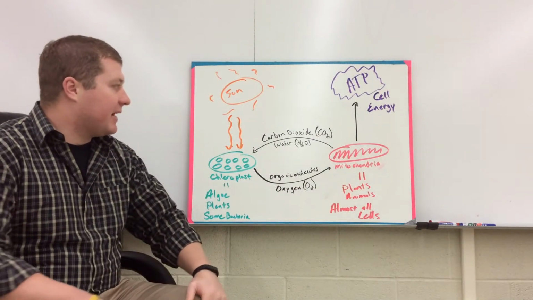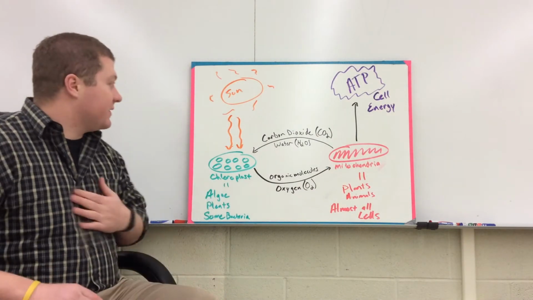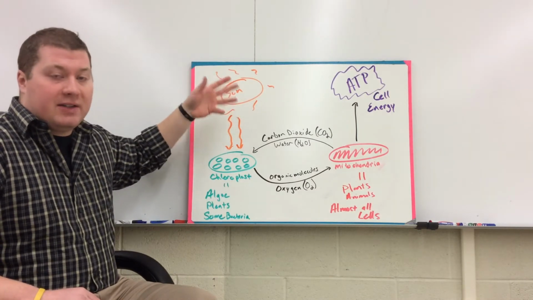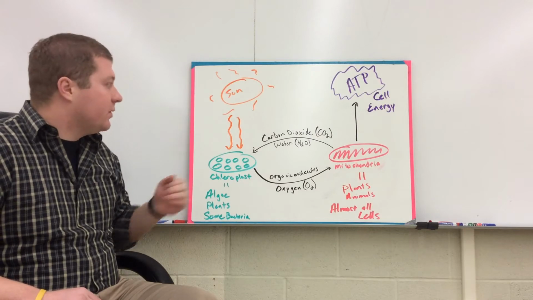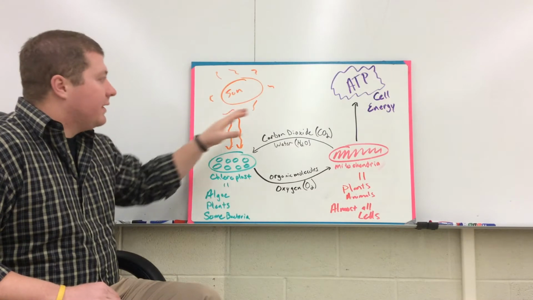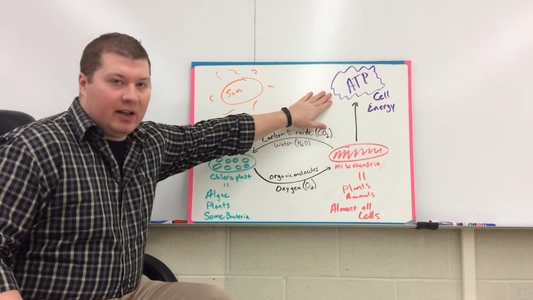So here's the overall process in terms of energy in an ecosystem. The first thing is the sun provides energy for all organisms. Without the sun, we wouldn't be able to survive because we wouldn't be able to make our own energy. Now what we get out of this process is cell energy.